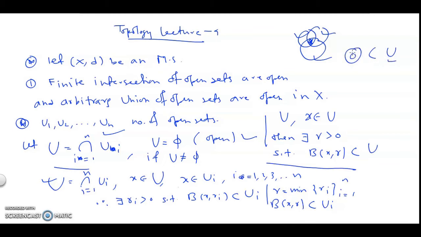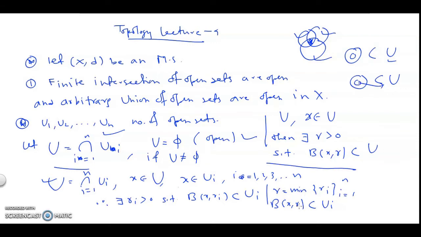I think you have got it. Because if any circle, the whole ball, is totally contained in any U, then obviously the smaller ball will definitely be contained in U. So now we have taken r in such a way that it is the minimum of the ri's.